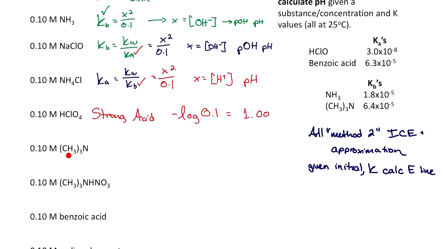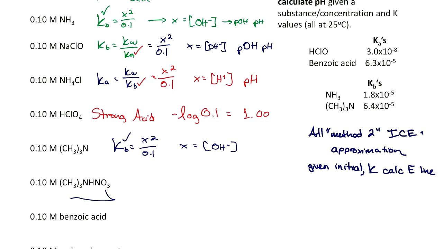This guy, 0.1 M trimethylamine. What is that? It's a base. Did I give you the Kb of that? Yes, perfect. So it's just x squared over 0.1, and we're ready to go. X is equal to the hydroxide concentration because we used a Kb. Perfect. All right, what the heck is this thing?